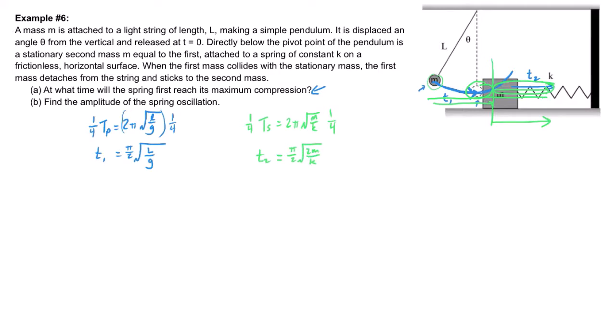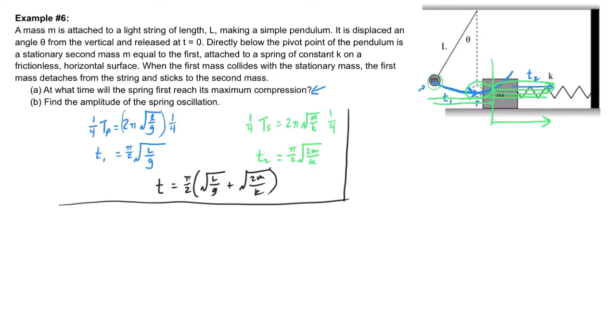All we have to do now is put those two together. So therefore, at what time will the spring reach its max compression? Well, it'll be pi over 2. They both have that pi over 2, so let's just factor that out. Square root of L over g plus square root of 2m over k. Ta-da! Now the next part of this question wants us to find the amplitude of the oscillation.